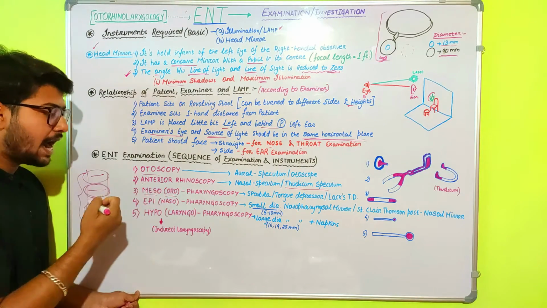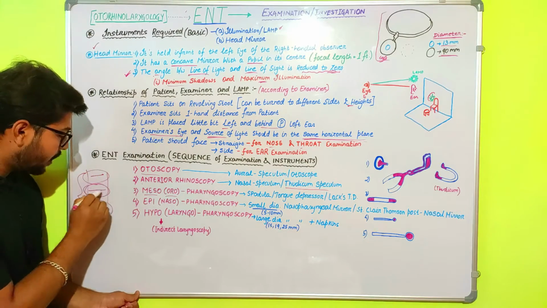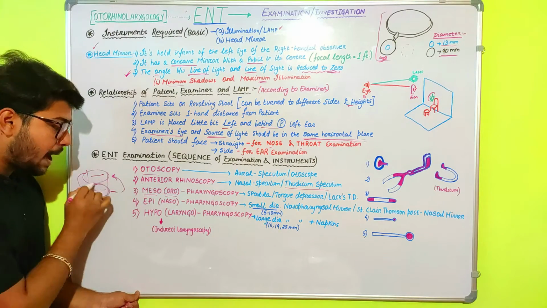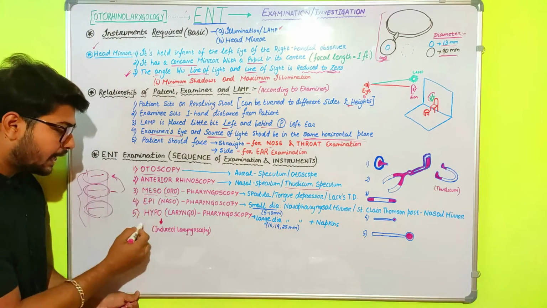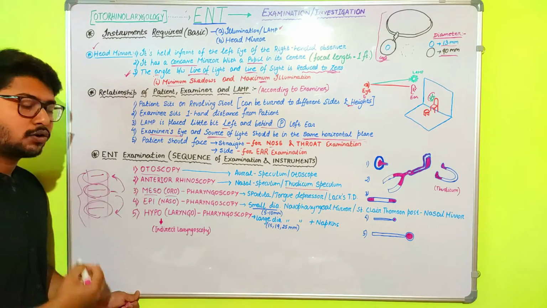So after anterior rhinoscopy, there should be meso or oropharyngoscopy, meaning we are going to examine this first. Then after that we are going to examine this, epi or nasopharyngoscopy. Then after that we are going to examine this, hypo or laryngopharyngoscopy.